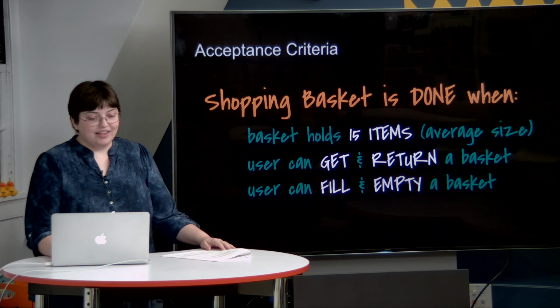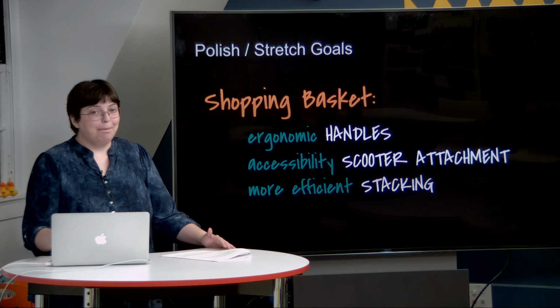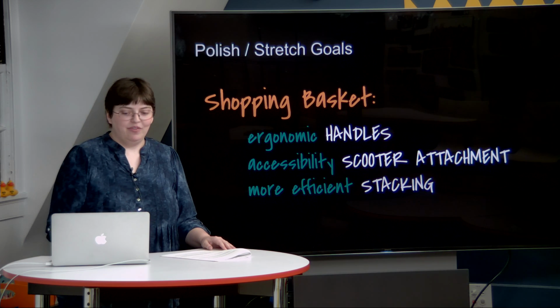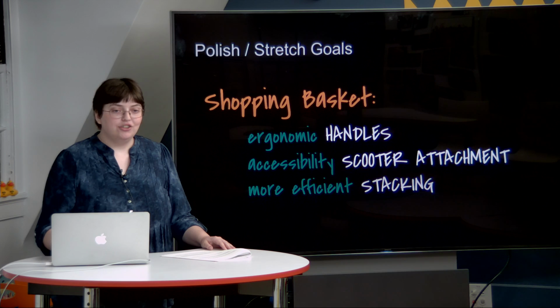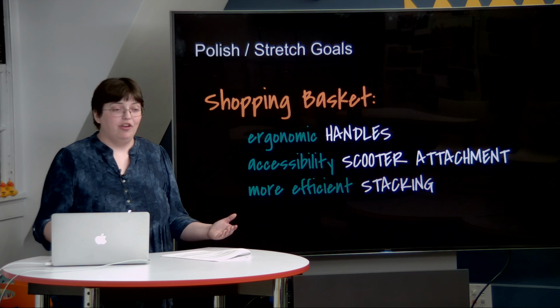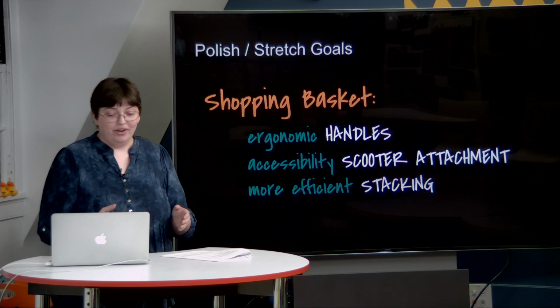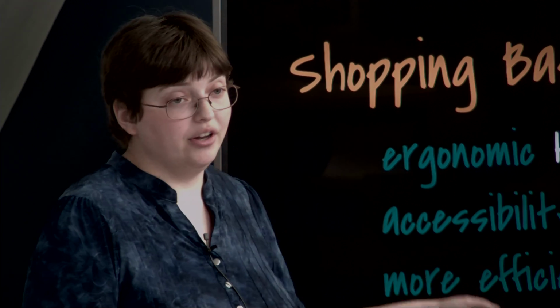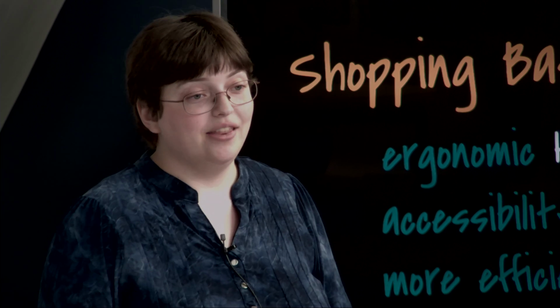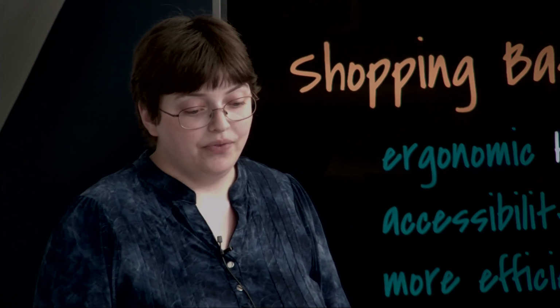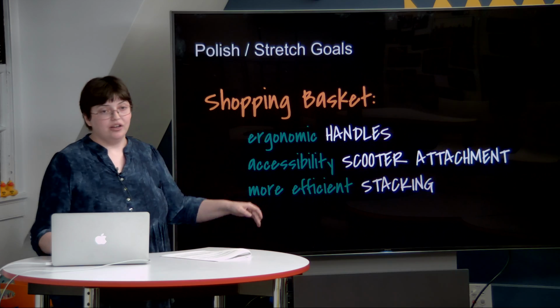There are a couple of things that would make a shopping basket better, but they're not part of that minimum viable product. Your polish and stretch goals should be thought about early on, but you need to be honest with yourself about what is essential and what is not. I might want ergonomic handles to make carrying the basket easier. I should have put this one higher up on priority because it should be.